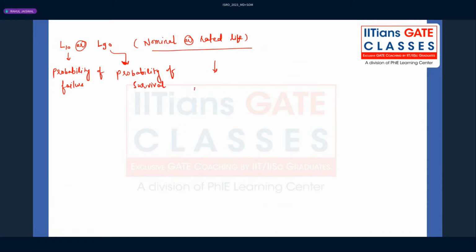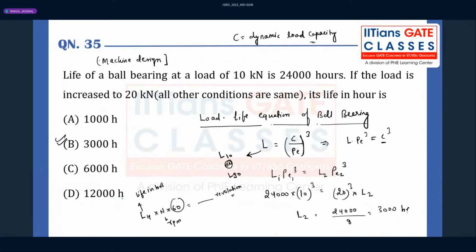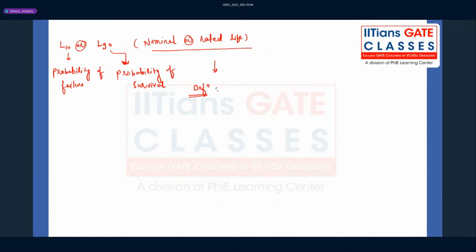What is the definition? Not only is each and every thing important, the next question could be different. They might not ask the life of the bearing. Whatever life they have asked is the nominal life, that is the rated life. Who knows, next time they may ask you the average life. But how will you calculate it? Please note down.